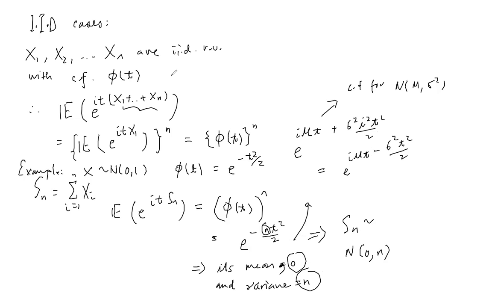Basically, this is actually already known. You can find this from elementary theory, because the sum of n IID normal random variables will still be normal, with mean equal to the sum of their means, and the variance equal to the sum of their individual variances, right? So we got n ones here, so the variance is n, all right?